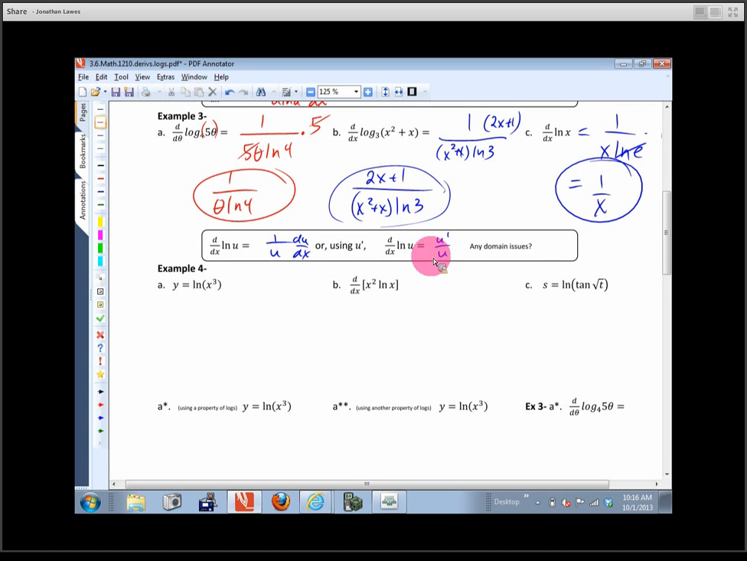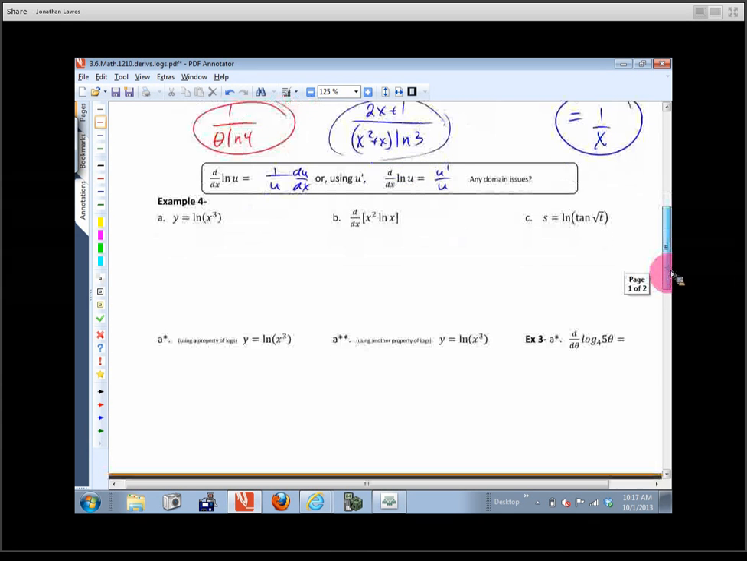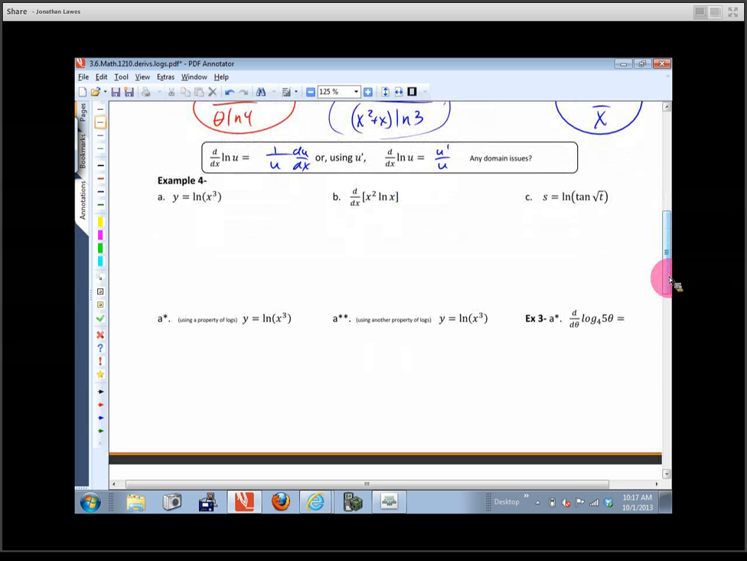Any domain issues when we're talking about logarithms? Okay, you can't take the log of 0 or negative, so you do have to be a little bit careful. Whatever was plugged into this had to be positive, okay? And usually it's not an issue. I mean, whatever the domain was for the original function, depending on exactly what it's configured of, is going to be the same as the one for the derivative, but be a little bit careful with that.